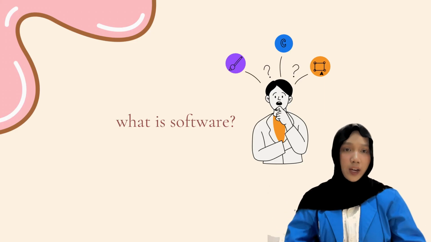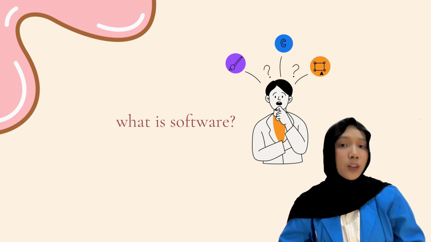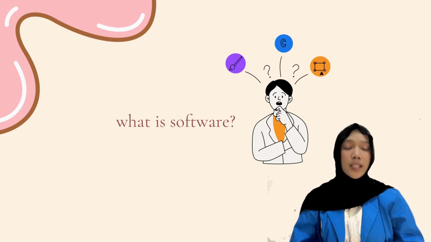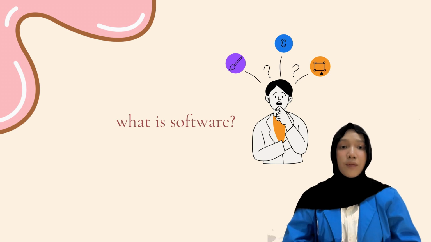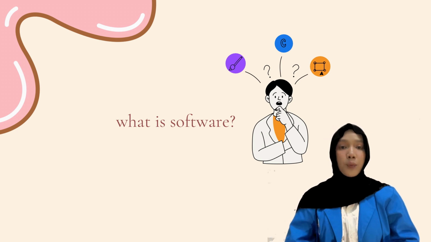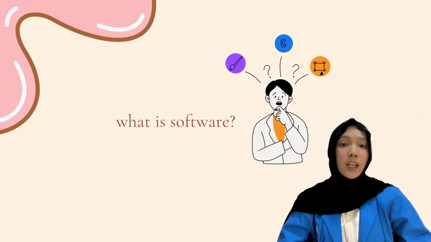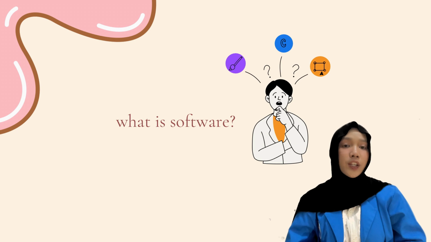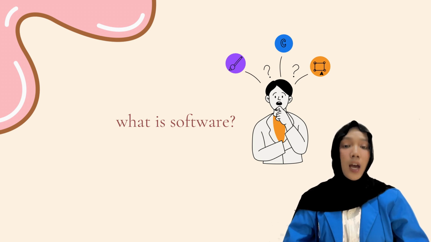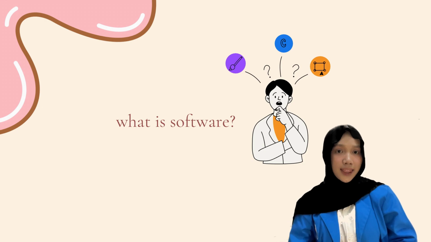What is software? Software is a set of programs used to operate computers and perform specific tasks. It consists of programming code that provides instructions to the computer. Main functions of software: 1. Manage and process data. 2. Facilitate user interaction with the computer. 3. Run various applications according to user needs.